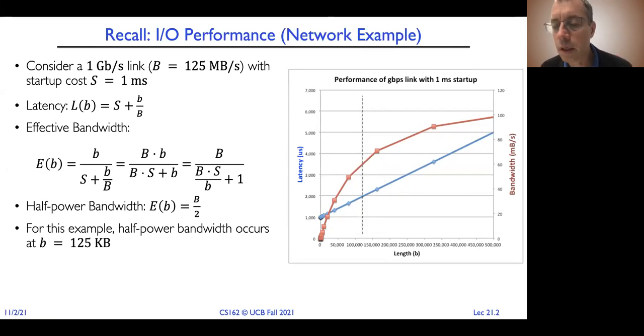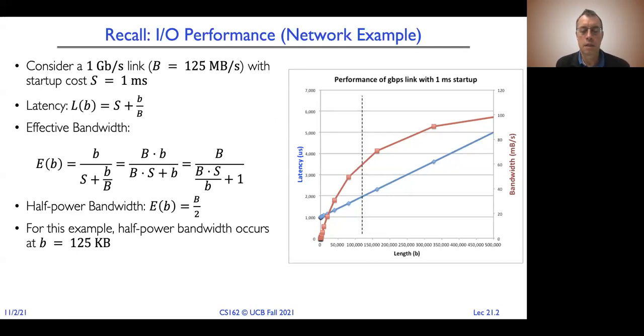So if b is 5,000 bits, then you get the corresponding 5,000 over, I think that should be bytes. It's 500,000 divided by 125 megabytes per second. That will give you 4,000 microseconds or 4 milliseconds. And if you add S, which is 1 millisecond, you get 5 milliseconds or 5,000 microseconds.